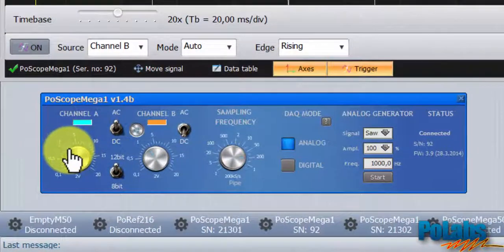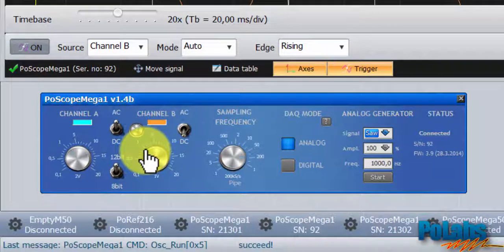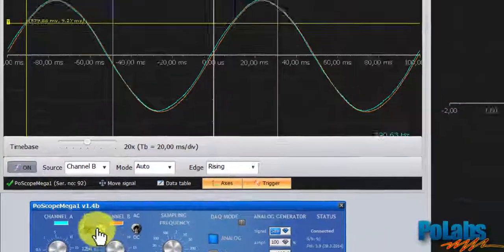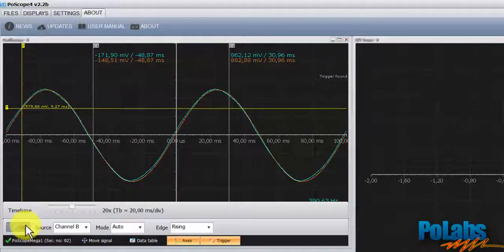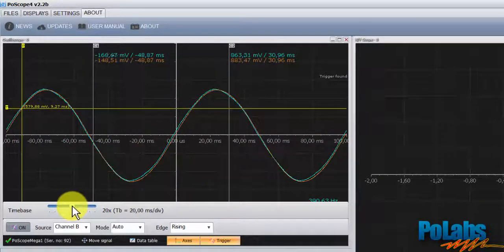Analog generators are set to 1 volt sine, so we will not exceed the 2 volts that are set on channel A and channel B. We have also set a trigger on one of the channels, so the signal waveform stands still on the screen. We have set the time-based setting long enough in order to see the waveform clearly enough.